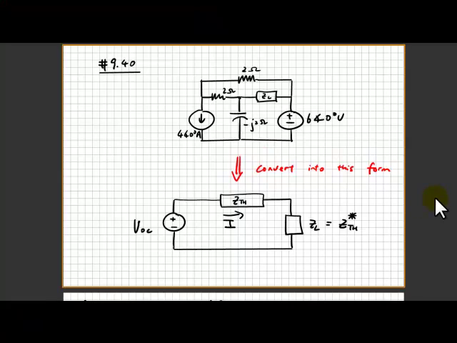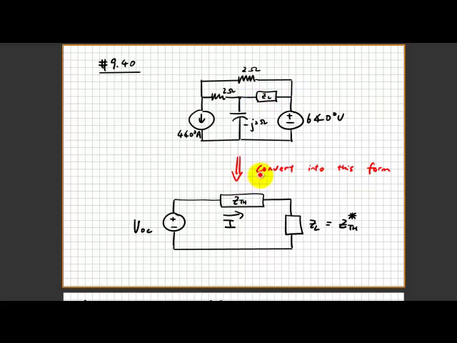Hi class, here's another question requested by one of you, question 9.40. In this question, the diagram is given to find the maximum power transfer for the load impedance, and how much power can be transferred. To put it simply, you have to deal with the open circuit voltage and the Thevenin equivalent circuit from these two terminals.